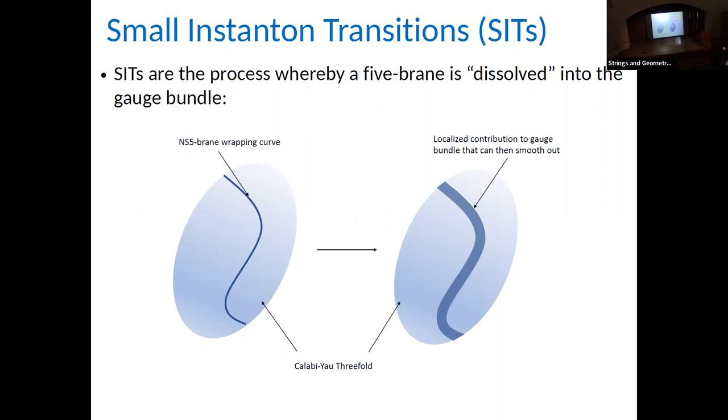In a small instanton transition, you have an NS5 brane, which can be dissolved into the gauge bundle. Once again, you have support of a bundle over a curve. You can take that localized contribution to the gauge sector and smooth it out, effectively absorbing it into the gauge bundle. And this changes your gauge configuration. This can be gauge group changing, chiral index changing. Lots of neat things can happen in small instanton transitions.